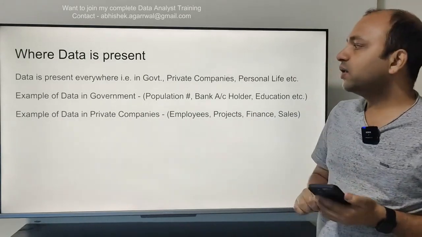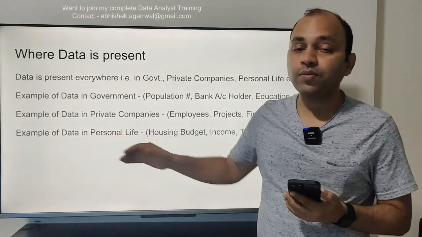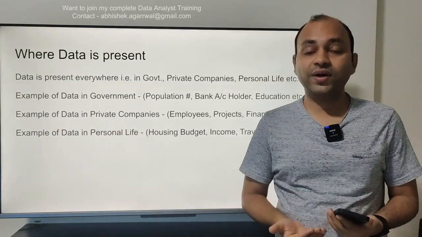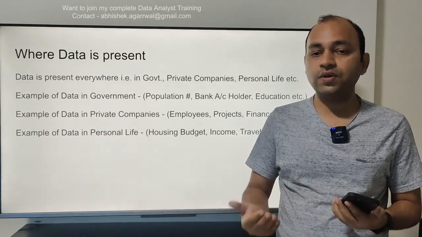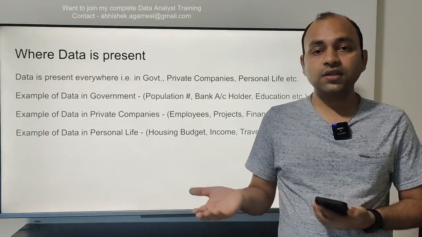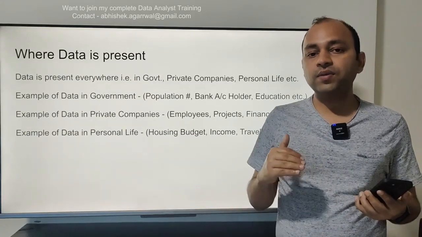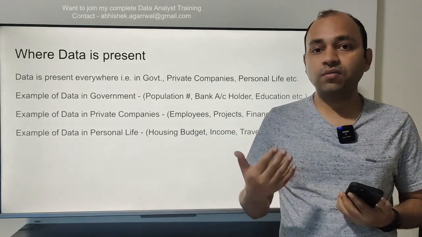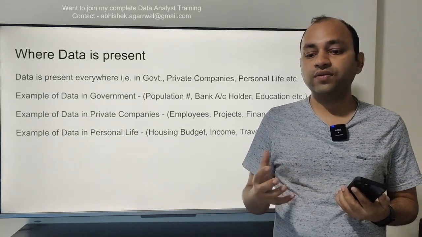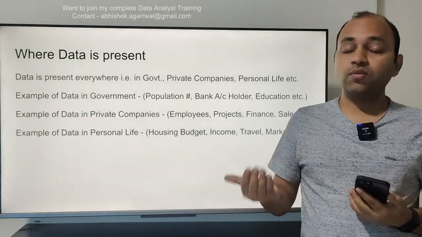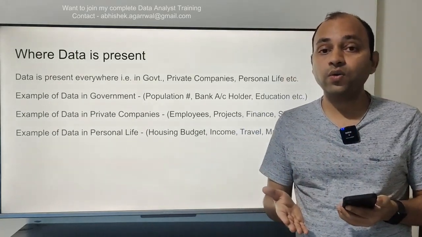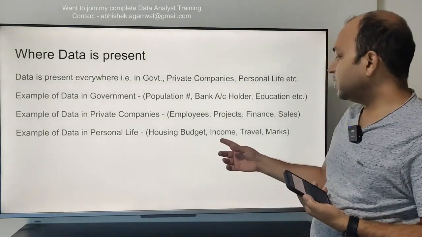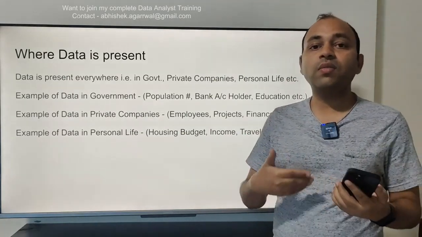Now let's move on to the third one, which is personal life. Example of data in personal life: house budget. Every month, how much expense are you generating? For example, in INR, if 10,000 is your threshold, then you can check every month whether you are generating above 10,000 or below 10,000. If you are generating above every month, then you always want to know why you are spending more. Or if it is less, then you may want to know what else you can do with this saving, right?